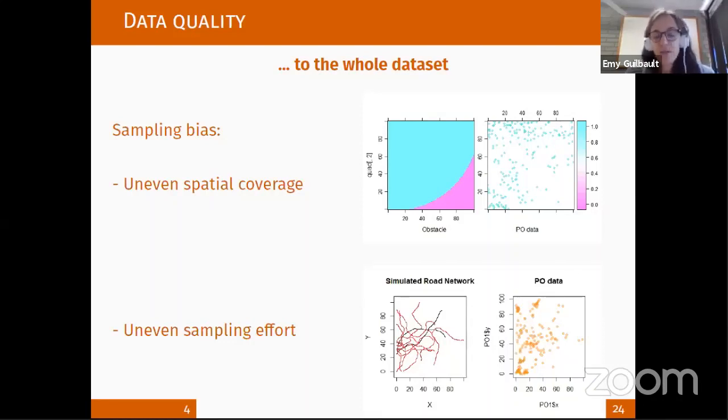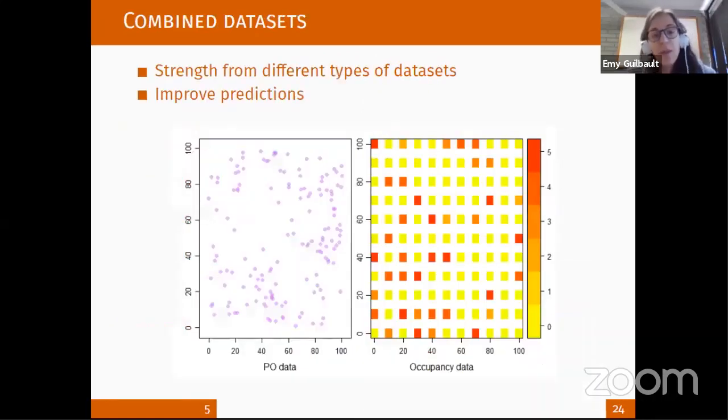So how do we deal with that to more accurately predict species distribution? Well, many studies have tried to combine datasets to take the strength from different types of data in order to improve predictions. We can look into presence-only data because we have a lot of data, lots of information. And occupancy data is interesting because we have a planned survey with multiple visits.